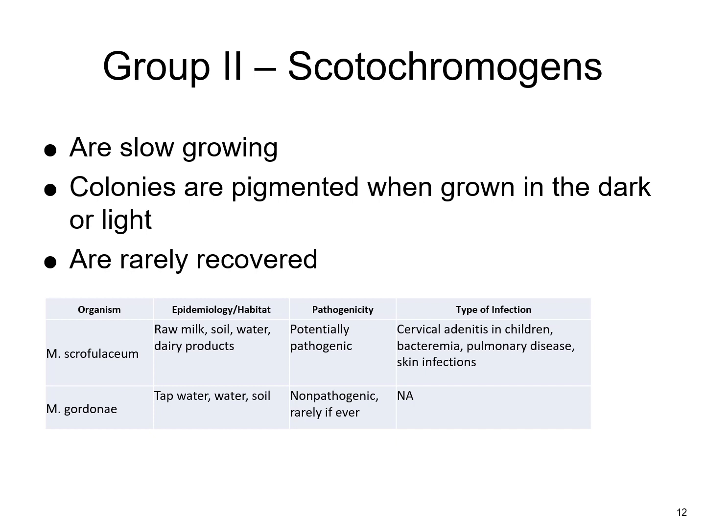Our group 2, again, these are the organisms that do have a pigment when they're grown in the dark or the light, regardless. They're rarely recovered. However, there are a couple that can be seen. And so Mycobacterium scrofulaceum, you can find this within raw milk, soil, water, various dairy products. And it tends to cause cervical adenitis in children, bacteremia, pulmonary diseases, skin infections.